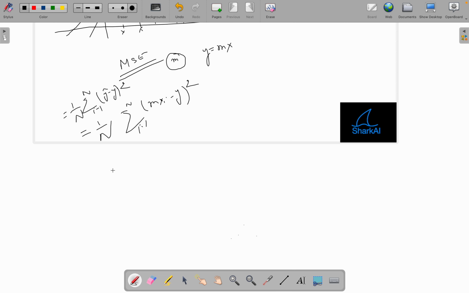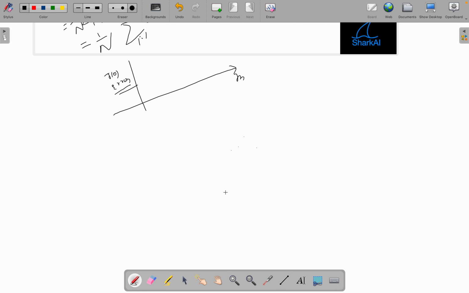So now let's do one thing. We will plot m and the error. Okay. MSE error we will plot. So suppose the m value is 1. Okay, I'm just writing m value is 1, but the data we don't have.